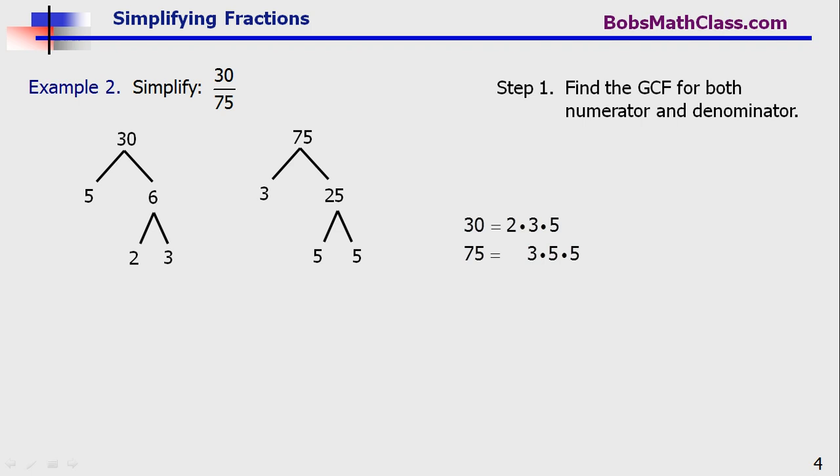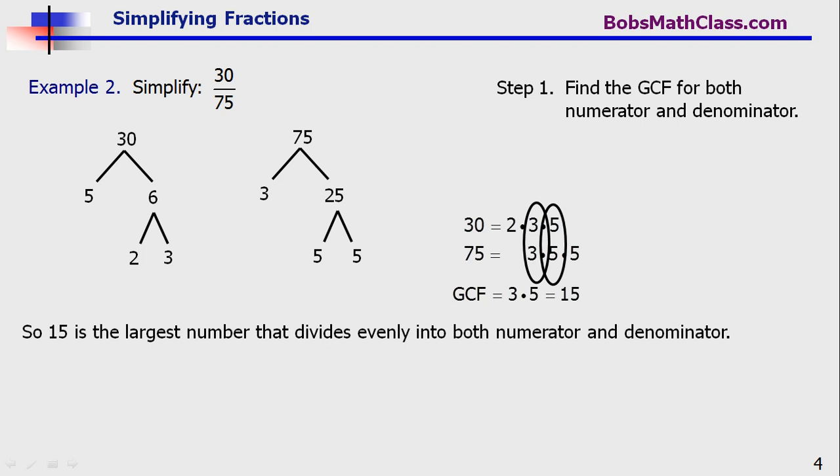Do you remember what we do? We circle what's common. What do they have in common? They have a 3 in common and a 5 in common. And you multiply the numbers from one row, and that gives us our GCF. So our GCF is 15. So now we're going to go ahead and divide by 15, because it's the largest number that divides evenly into both numerator and denominator.